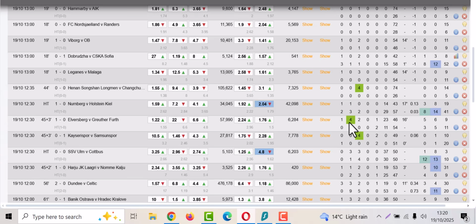etc., etc. When you have a highlighted figure like that, then that means that one or the other side has had a 4-0 ratio on that particular stat. So Elversberg have had 4 shots off target to 0 for Fürth.